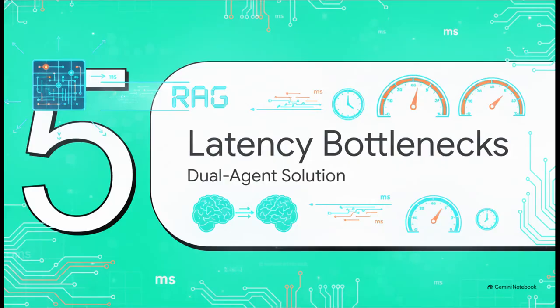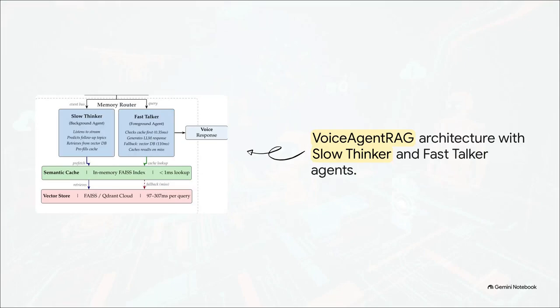That perfectly tees up Section 5, beating RAG latency bottlenecks with the dual agent solution. How on earth do you maintain that sub 400 millisecond speed when your AI needs to pause and retrieve external knowledge from a vector database? Well, check out this cutting-edge blueprint from Salesforce AI Research called Voice Agent RAG.